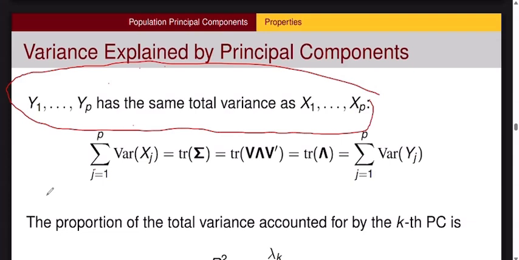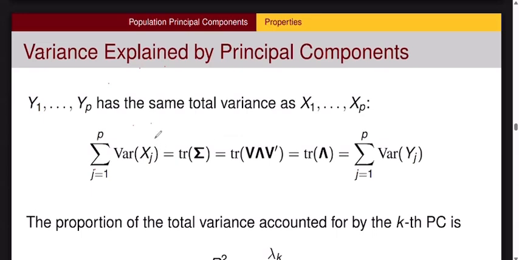X1 up to XP are the original features. Y1 up to YP are the transformed features, the new set of variables that we call principal components. And don't forget, each of them is a linear combination of the old features. They must have the same total variance. You remember when I was talking about rotation the other time? We want to rotate in a way that the covariance structure is not going to change. That's exactly what we're trying to say here.